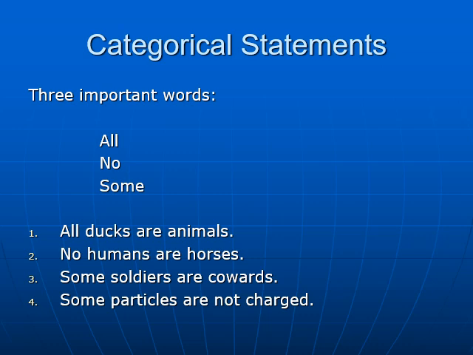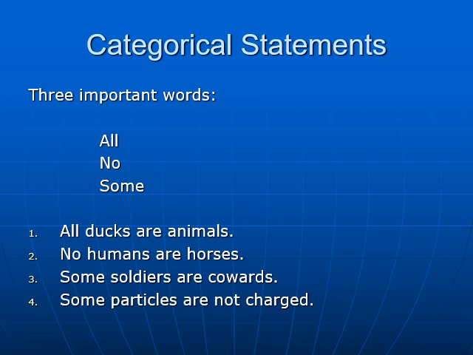Now remember, when we use some in logic, that means at least one. It doesn't guarantee that there are any that it doesn't apply to. Some soldiers are cowards. If there were only one soldier who was a coward, that would be true. If every soldier was a coward, it would still be true that some soldiers are cowards. And then we can make another use of some. Some particles are not charged.